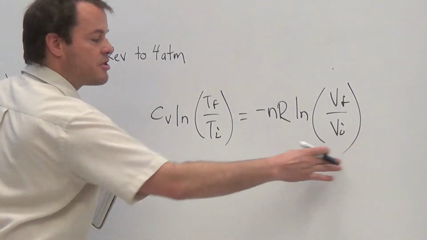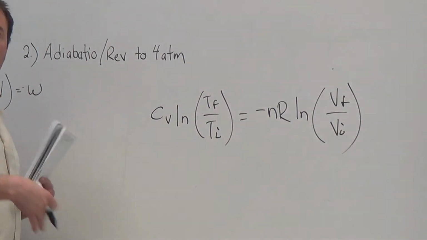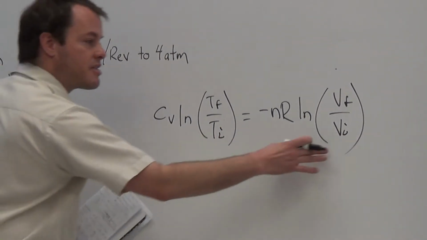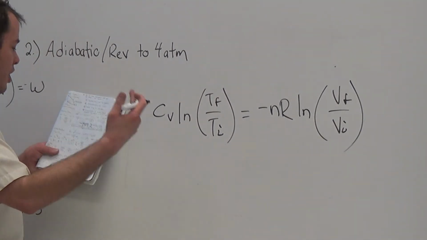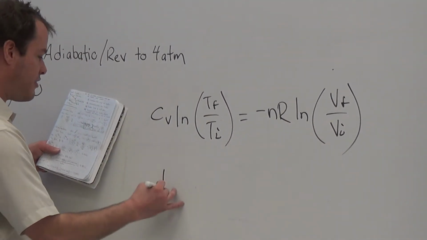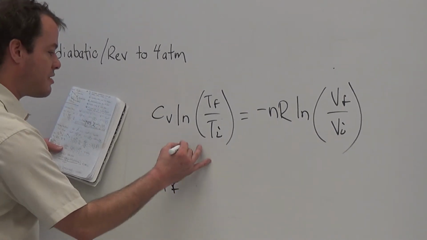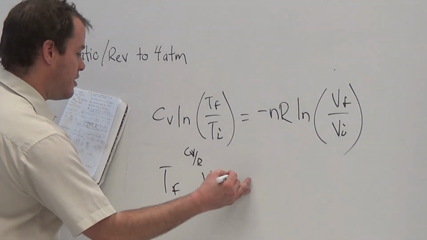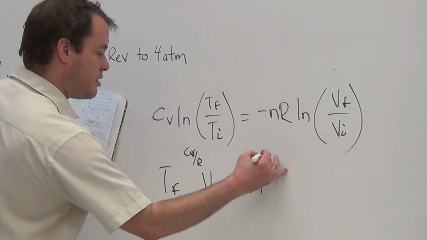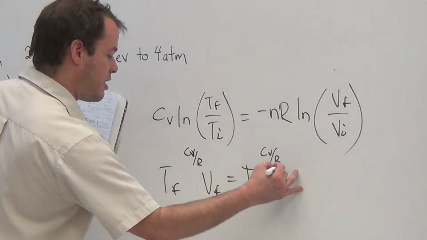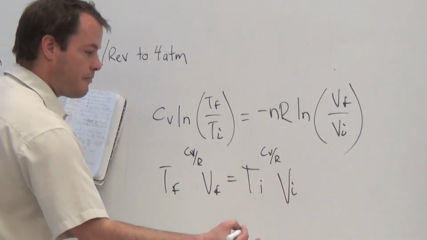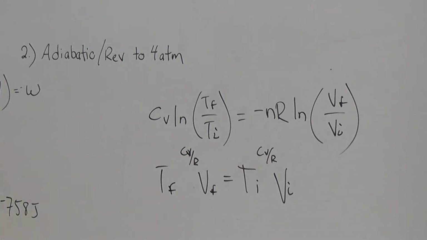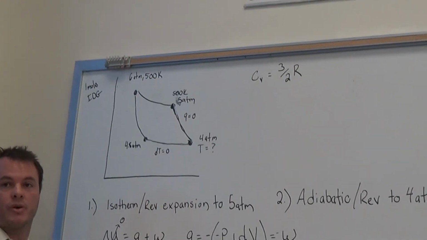We said that with the appropriate substitutions, we could turn this into expressions relating any of the variables: temperature, volume, or pressure. One of the expressions that you can derive is that T final raised to the Cv over R times V final is equal to T initial raised to the Cv over R times V initial. With this expression, you can figure out on this path what the final temperature is going to be.